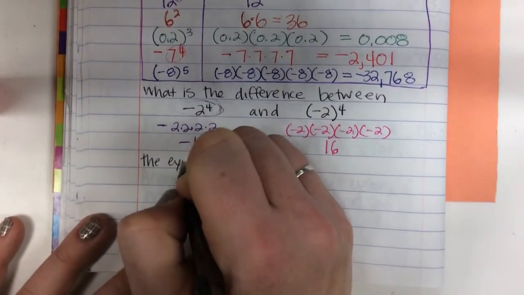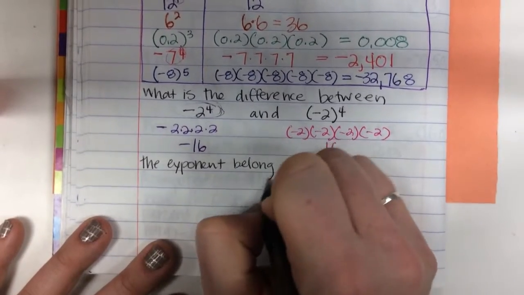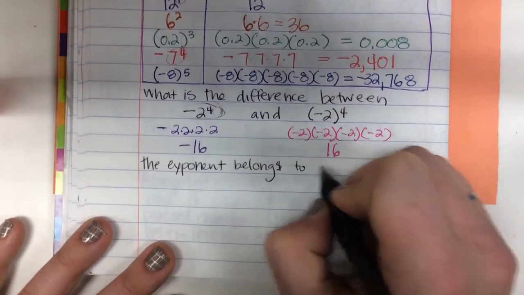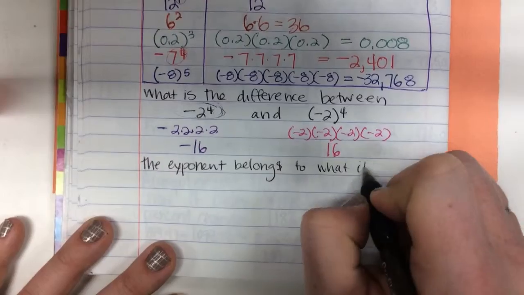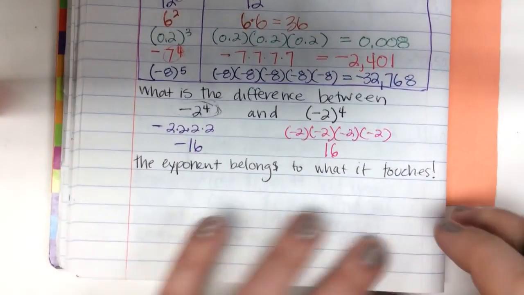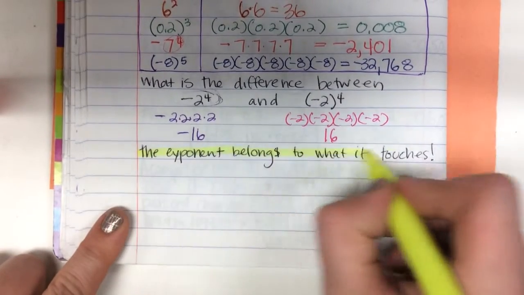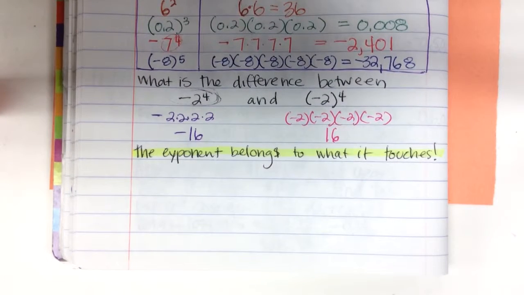The exponent belongs to what it touches. That's the new part, the part that you have not really had a whole lot of practice with. If it touches the 2, only the 2 repeats. If it touches the parentheses, whatever's inside the parentheses repeats.